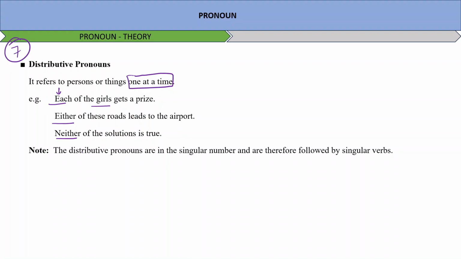The distributive pronouns are in the singular number and therefore will always be followed by singular verbs. The verbs used with distributive pronouns will always be singular in number, because distributive pronouns are singular.